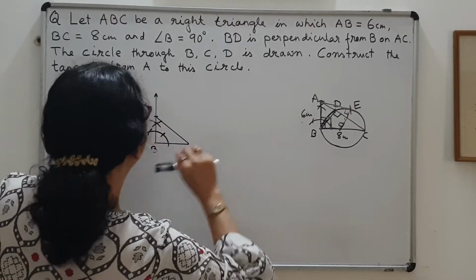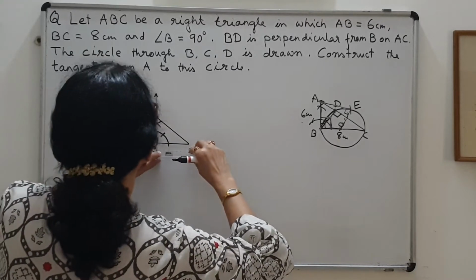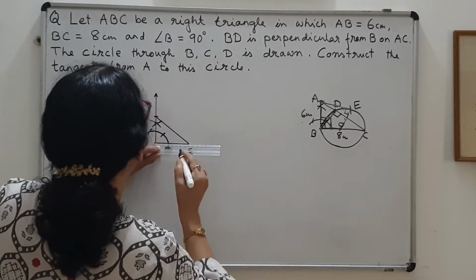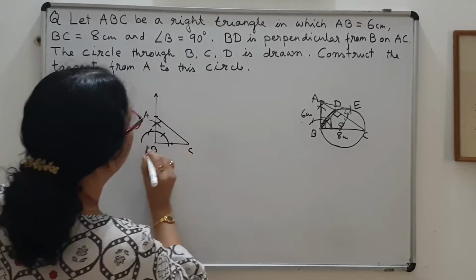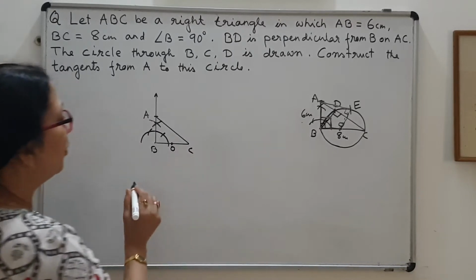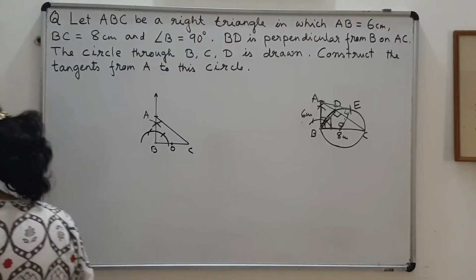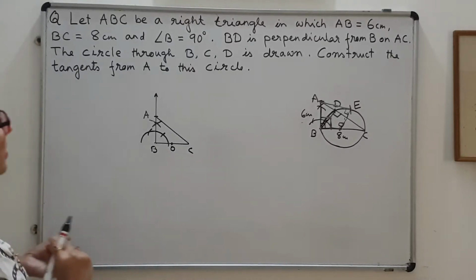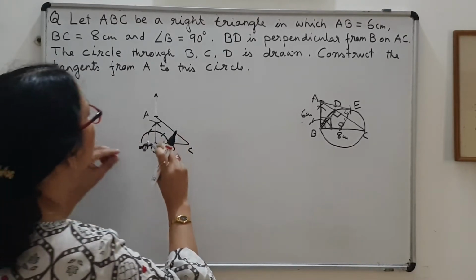Again like this, I am locating a point which is 4 centimeter from both the ends. So this is the midpoint. Let me write, say O is the midpoint. Then with the help of a compass, I have to construct a circle with O as center and OB as the radius.